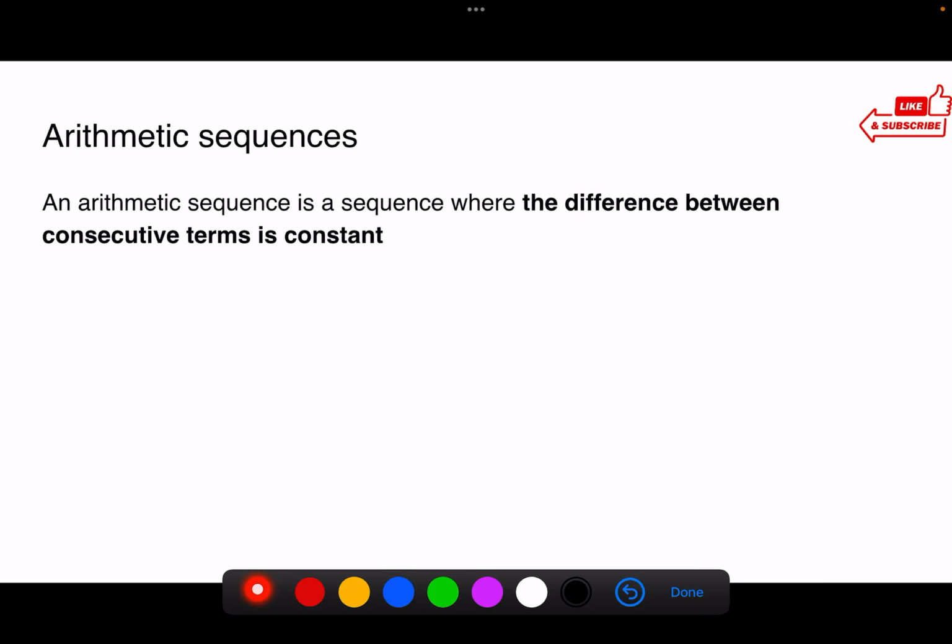So arithmetic sequences. An arithmetic sequence is a sequence where the difference between consecutive terms is constant. So here between 2 and 5, you have to add 3, so that's the difference of positive 3. Between 5 and 8, you add positive 3. Between 8 and 11, you also add positive 3. So the difference between each consecutive term is the same. This makes this sequence an arithmetic one.